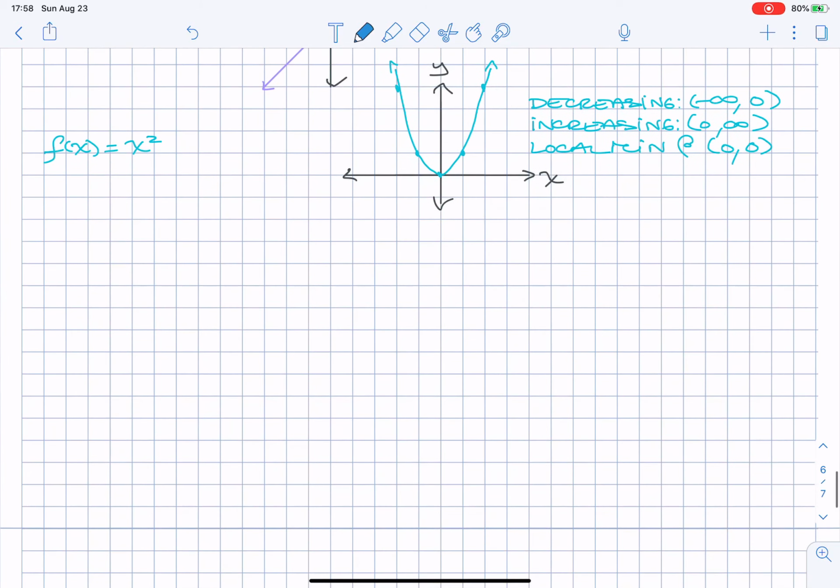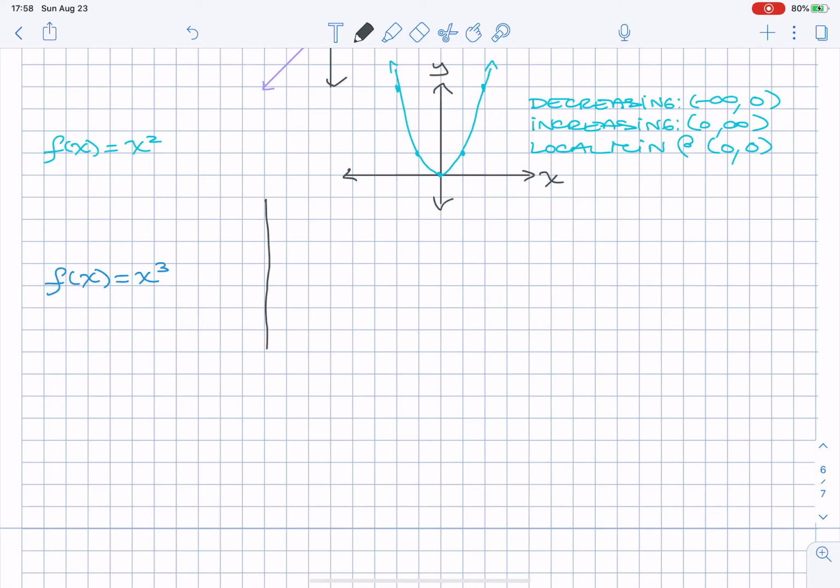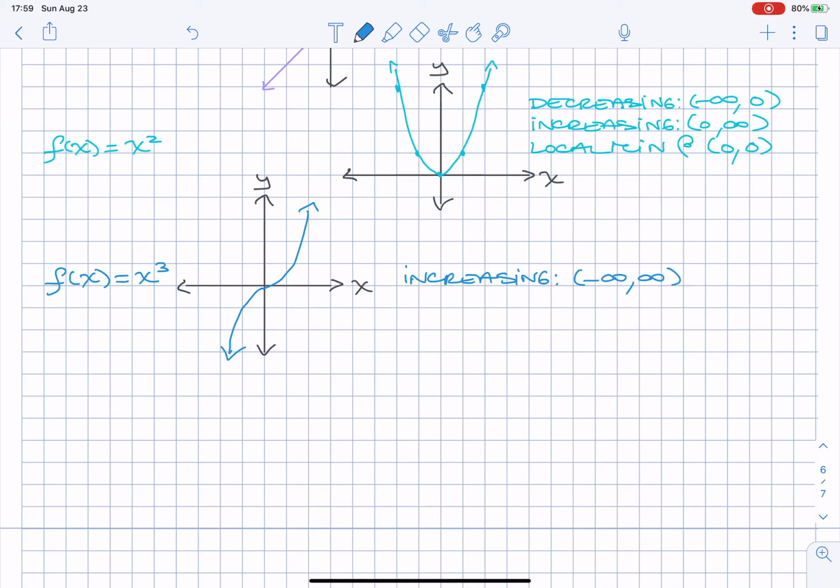Let's do the cubic. So f of x is x cubed. So that's actually a nice S-shaped graph. Vertically inclined. Okay, so this looks like it's always going uphill, so increasing on all real numbers, so from all the way to the left to all the way to the right, and no extrema. It will neither hit its minimum nor its maximum.